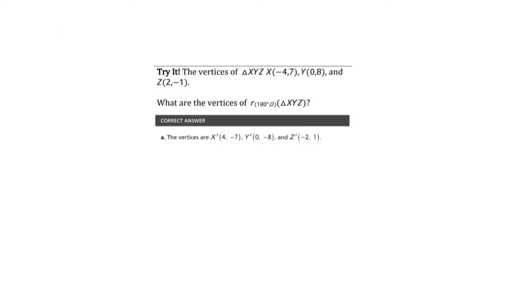So the vertices are (4, -7) for X prime, Y prime is (0, -8), and Z prime is (-2, 1), because you're doing 180 degrees, so (x, y) becomes the opposite of x, opposite of y. So the signs essentially just change.